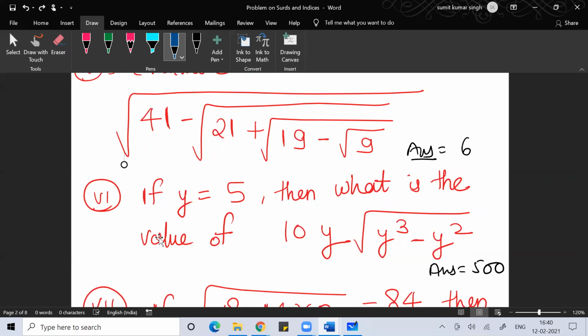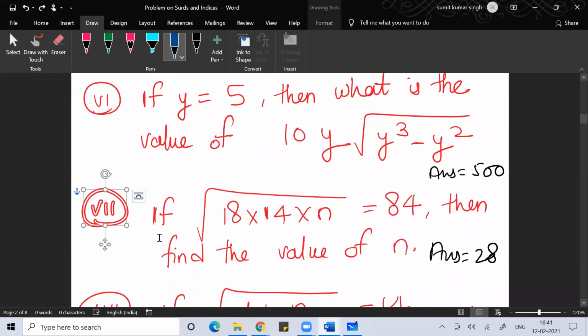Anyone, any doubt? Question number 4, simply substitute y equal to 5. Do this question number 6.